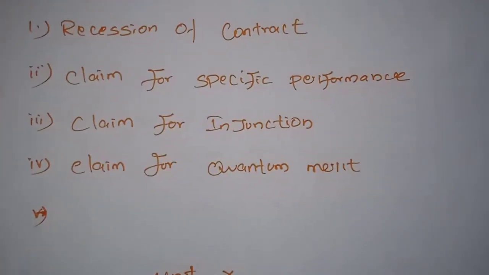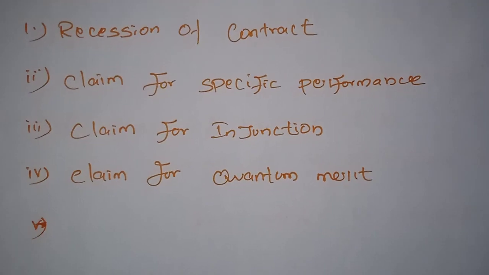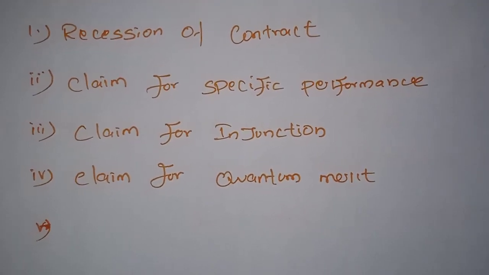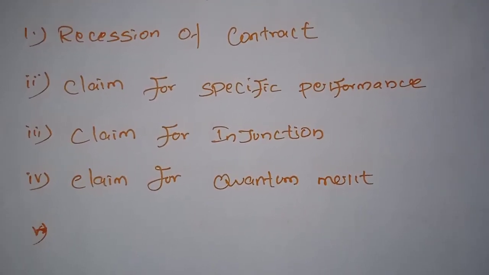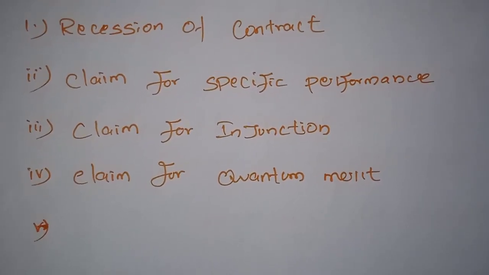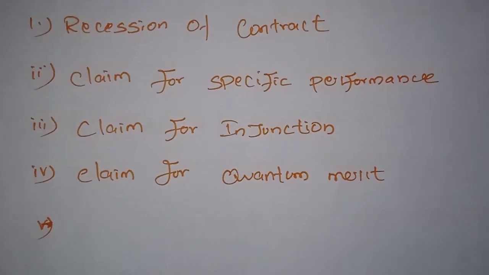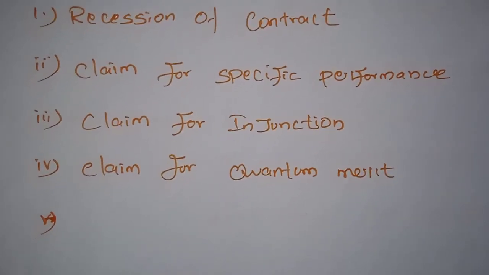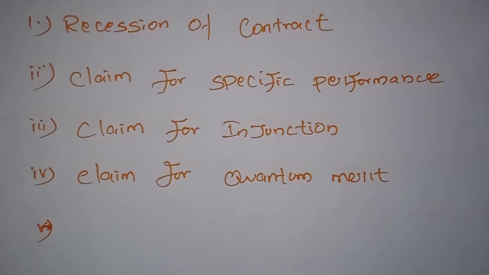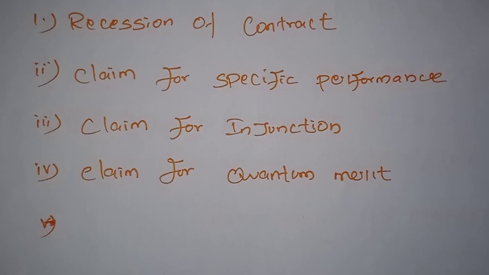Next, claim for injunction. So, injunction is an order passed by a competent court restraining a person from doing some act. So, injunction can be defined as a mode of securing the specific performance of the negative terms of a contract. The negative terms of contract implies not doing something.